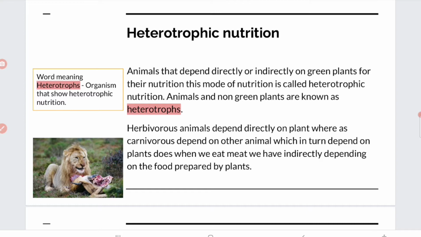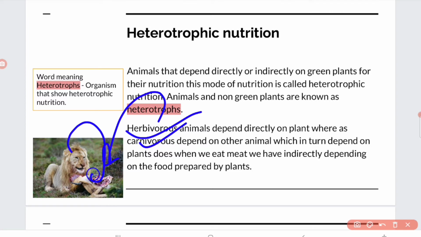So, we know there are two kinds of animals, herbivorous and carnivorous. Herbivores eat plants only, and carnivores eat those herbivores. When herbivores depend on the plant, carnivores are also depending on it indirectly, because if there is no grass there will be no deer, which means no carnivores. So all heterotrophs are dependent indirectly on autotrophs and the food prepared by the plants.